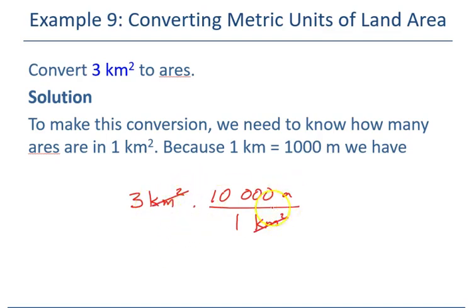Okay, so once that happens, we can just do our multiplication and realize that 3 kilometers squared is equal to 30,000 areas. And there you go. And that's how you do conversions with metric units of land. Once again, just a lot of practice and you're going to be able to get good at this. It's something that's not easy, especially remember there's just so many conversions, but meters is so much easier.